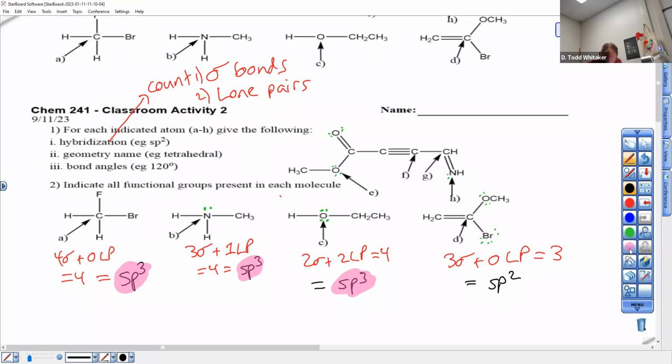sp2. There are 3 things in the name. Do you see that? Yeah. H, 1 sigma. No, 2 sigma. How do you know there's 2 sigma? Are both of these sigma? No. 1 sigma, the other is pi. 1 sigma, 2 sigma. There's an H there, right? 2 sigma. Yeah, if you don't see the bond, doesn't mean it's not there. And H has to have a bond. 2 sigma plus 1 LP. What do you got? 3. What's your hybridization? sp2.